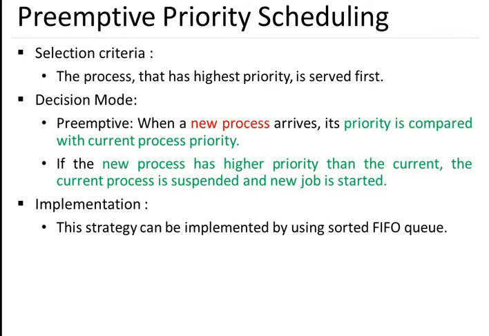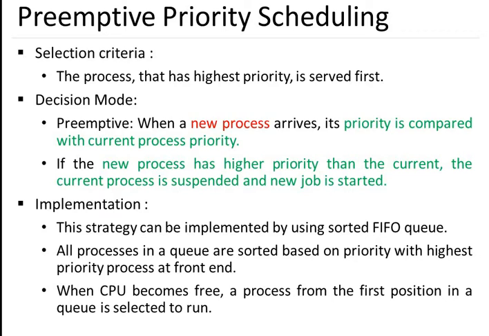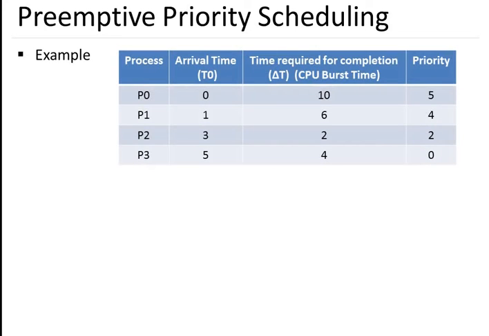This strategy can be implemented by using a sorted FIFO queue, but this queue is sorted based on priority, with the highest priority process at the front end. When the CPU becomes free, the process from the first position in the queue is selected to run. Okay, let's see one example.